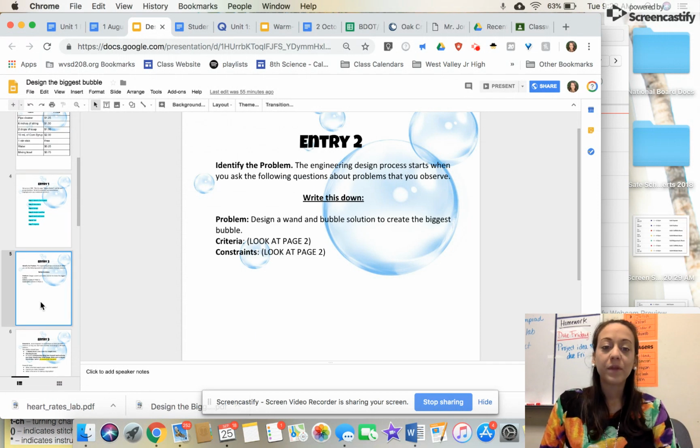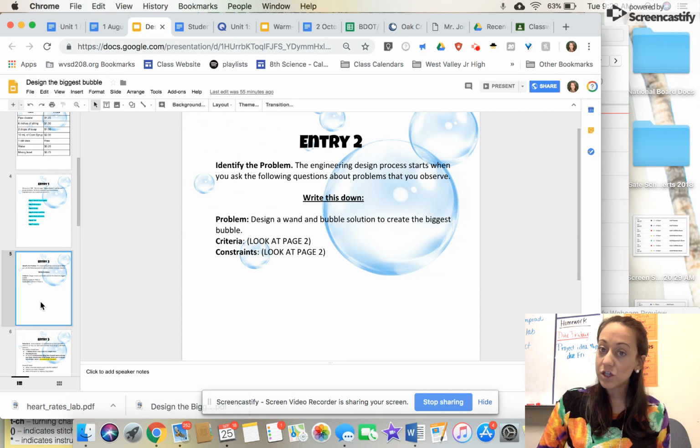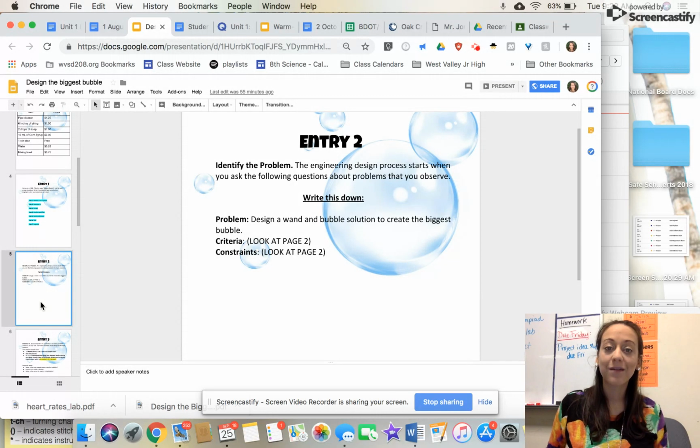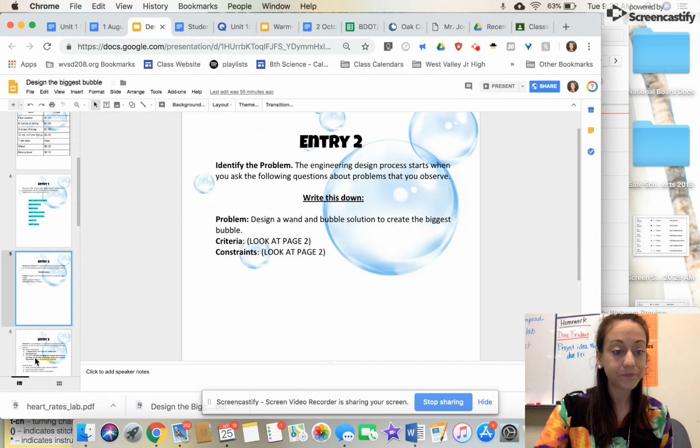Entry 2. Identify the problem. The engineering design process starts when you ask the following questions about the problems you observe. Write this down. Problem, criteria, and constraints. Remember, up on page 2, I tell you what the criteria and constraints are. Criteria are things that your design has to have, and constraints are things that are holding you back, things that you cannot do. Budget is a constraint, $5. Time is a constraint, 1 class period, and there are a million others that you can write.